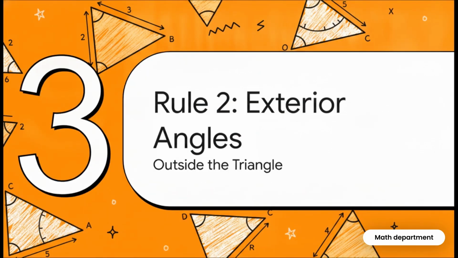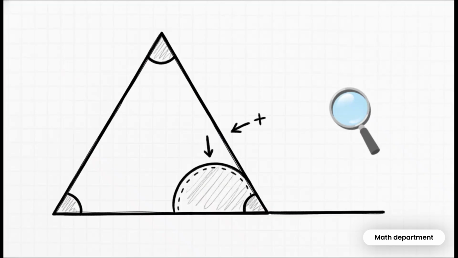Section 3. Rule 2. Exterior Angles. Let's build on what we just learned by shifting our focus to the outside of the shape. If you take one side of a triangle and extend it out straight into a line, you create an exterior angle. Our second rule states that the measure of this exterior angle is perfectly equal to the sum of the 2 interior angles that are furthest away from it. You know, the non-adjacent ones.